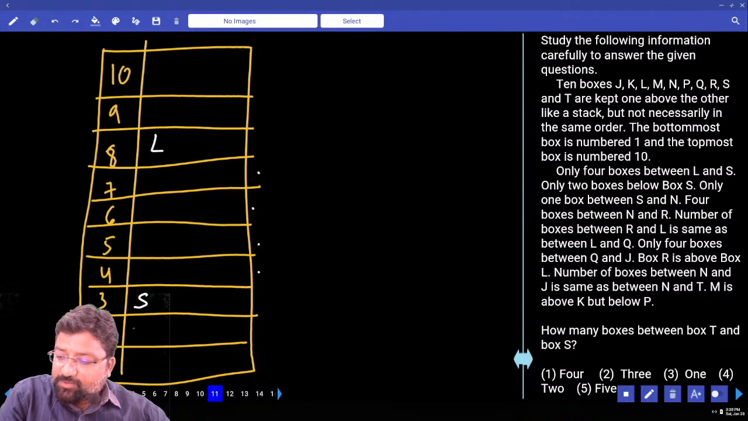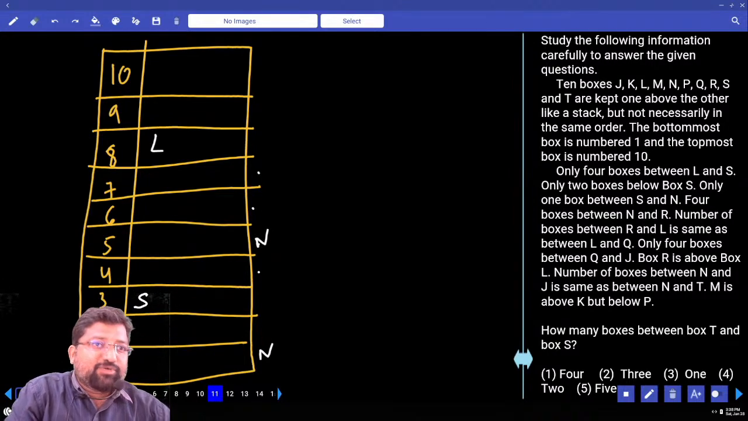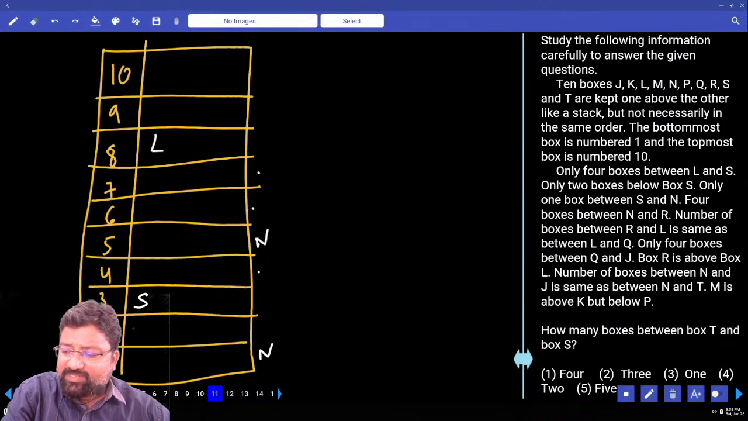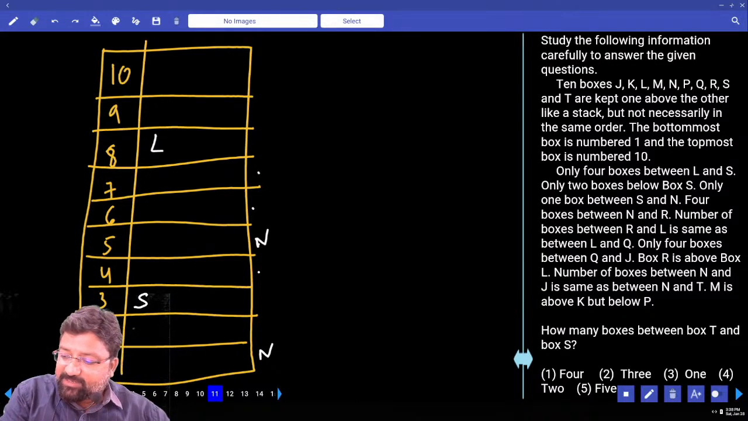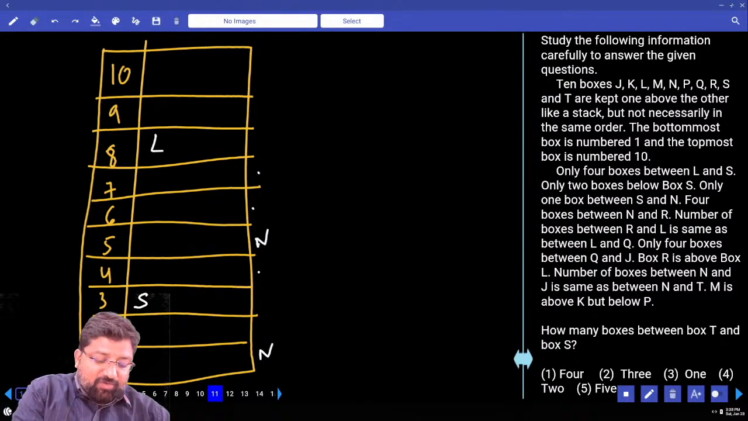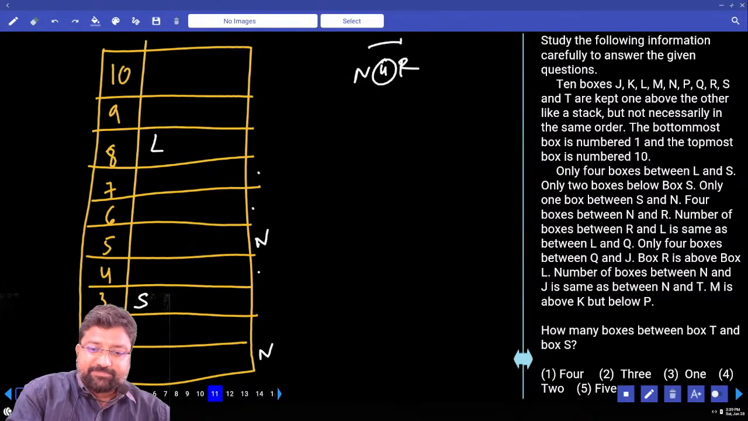Only 1 box between S and N. I'm not sure, we'll just wait and see. Next is the number of boxes between R and L. Oh, sorry, 4 boxes between N and R. Are you sure with the position of N? I'm not sure. Next line. First of all, we are not sure with the position of N.